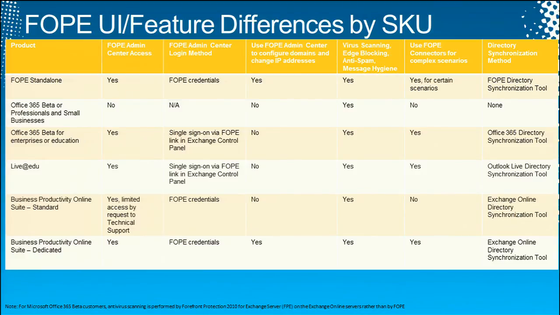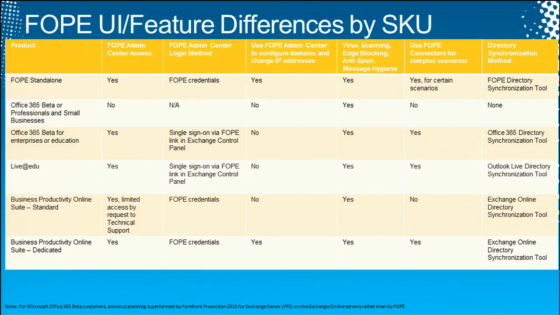Well, the things like connectors, which we're going to go through, if you don't have FOPI Admin Center access, it means you can't create connectors. So if you need to have advanced routing, you need to be an Office 365 enterprise or education customer. Then you can go directly into the Exchange Control Panel and configure any connectors you need. Live at EDU, that's the schools offering that we have going on in Exchange Online now. They have Admin Center access, and then the other two are the BPOS offerings.